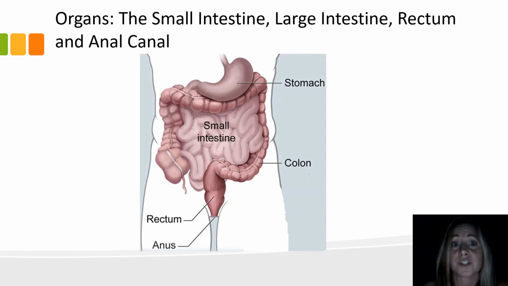The rectum then acts as a storage place for the feces until it's ready to be excreted through the anus, and that is the final stage of the digestive process.